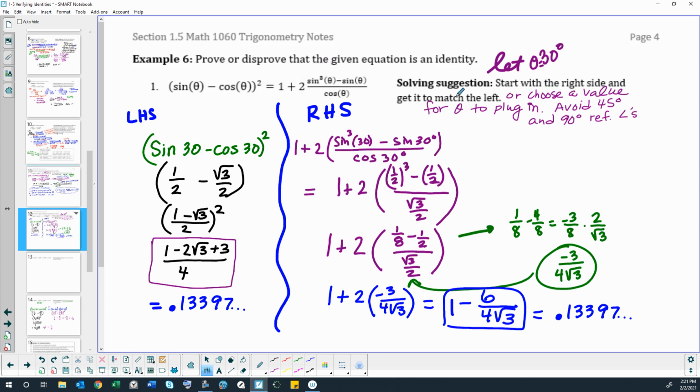So another option is to choose a value for theta to plug in. We should avoid 45 degrees because sine and cosine would both be the same number, and that can mess things up. And we should avoid 90 degree or 180 degree reference angles because ones and zeros can sometimes wreak havoc with actually proving it. So something weird like 30 or 60 degrees, or pi/6, pi/3, or something even weirder. But why go weirder? Let's keep it simple. So I'm going to substitute 30 degrees in everywhere where we have a theta.